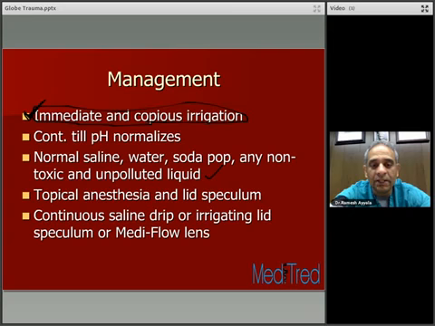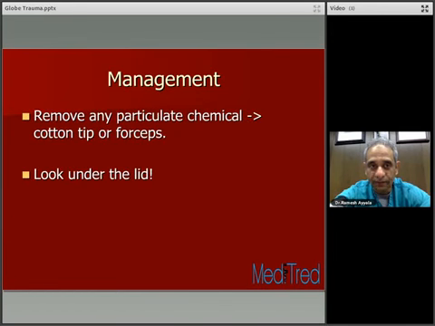Topical anesthesia and a lid speculum will help you to irrigate. A continuous saline drip or irrigating lid speculum is or should be available in most emergency rooms and can be used, especially in the presence of alkali burn, to wash out the alkali till the pH stabilizes. Then remove any particulate chemical with cotton tip or forceps under the slit lamp. Please make sure that you look under the lid.